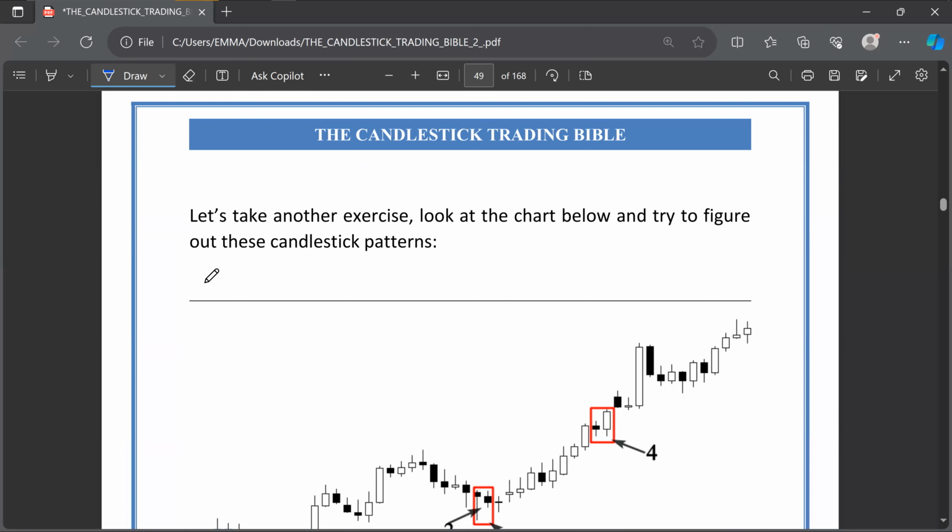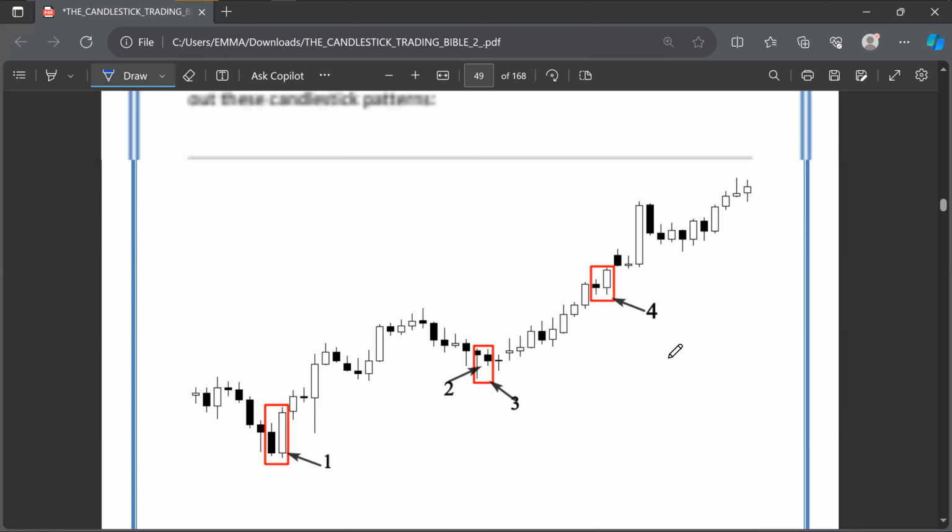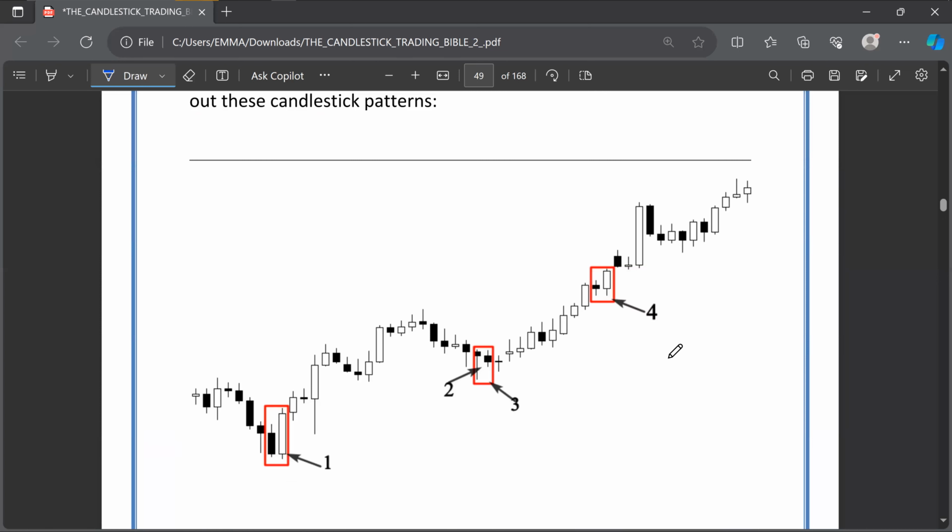Let's look at the second example. Let's take another example. Look at the chart below and try to figure these things out. Now, I'm going to give you a few seconds to get this right. We have 1 to 4.